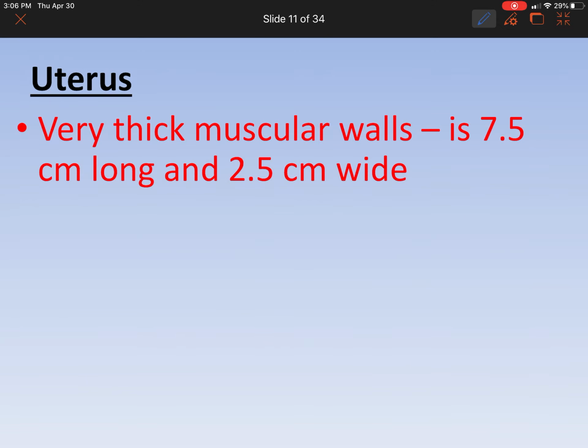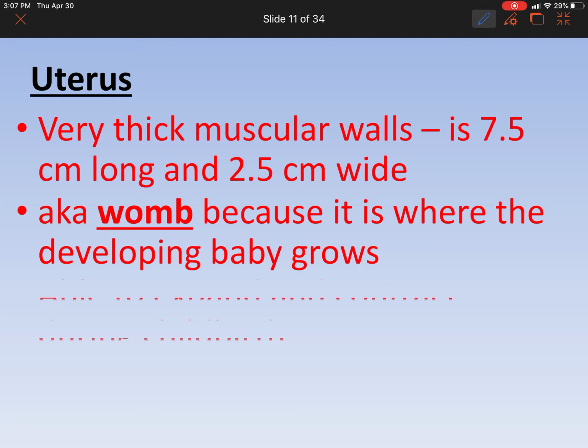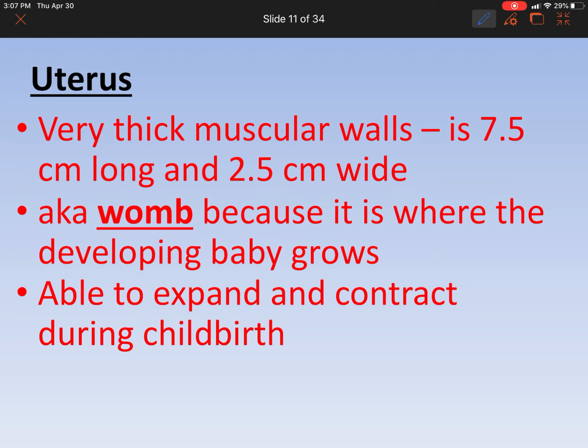Okay, the uterus. The uterus has very thick muscular walls. It's about 7.5 centimeters long and 2.5 centimeters wide. So not very large, but again, it will expand to allow a developing fetus to grow. It's also known as the womb. So when you hear people talk about a womb, this is the uterus, and this is where the developing baby grows. It is able to expand and contract during childbirth. During childbirth, the uterus, like a muscle, is going to contract and expand over and over again to help push the baby out.